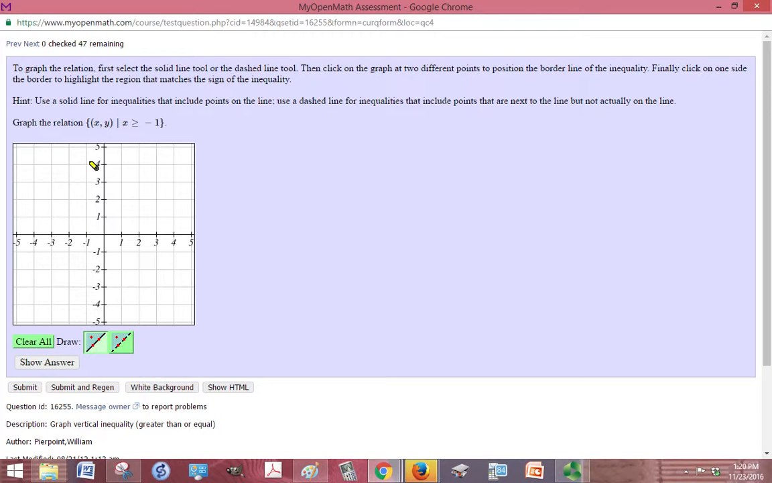So the line is a vertical line anywhere on here. Just need to pick two points. And then I want x to be greater than negative one. So I don't want the left side because those are numbers where x is less than negative one. I want to click on the right side and submit.